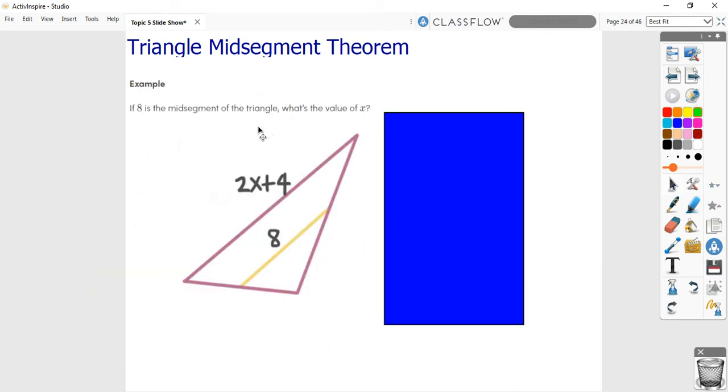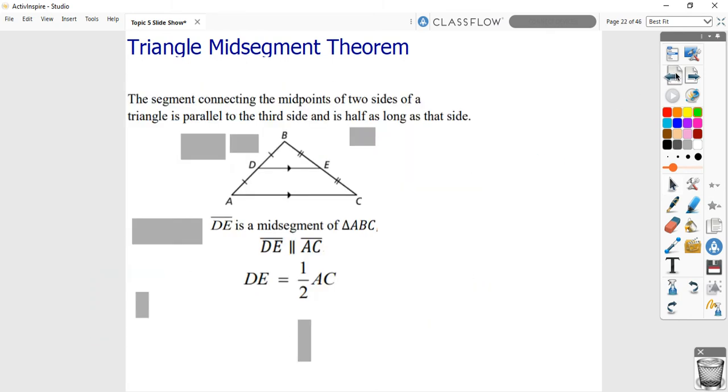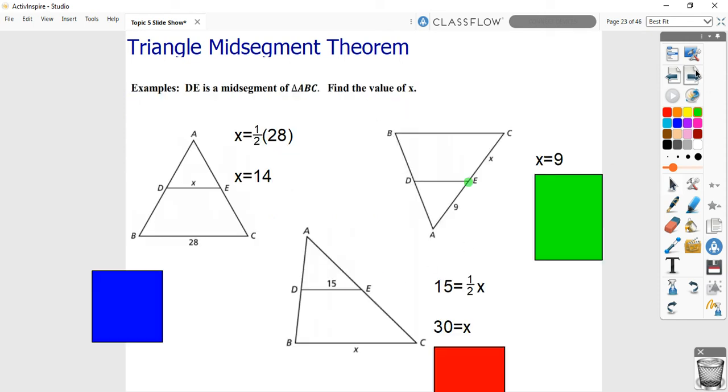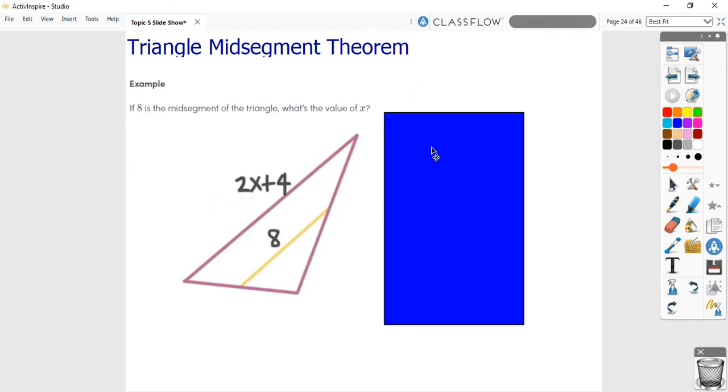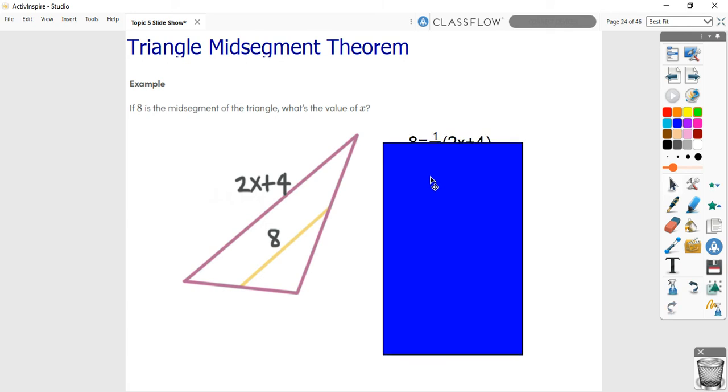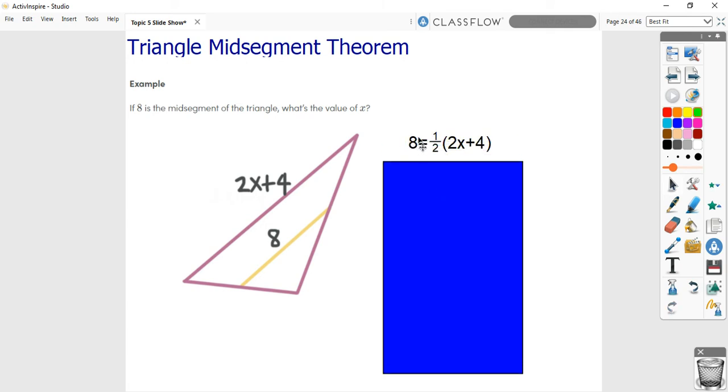This next one right here, 8 is the mid-segment. What is the value of X? Okay, we already know from the theorem back over here that the length of the mid-segment is half of the longer side. Okay, the length of the mid-segment equals 1/2 times the longer side. So that's exactly the equation we can set up. The length of the midsegment, 8, equals 1/2 of the longer side.